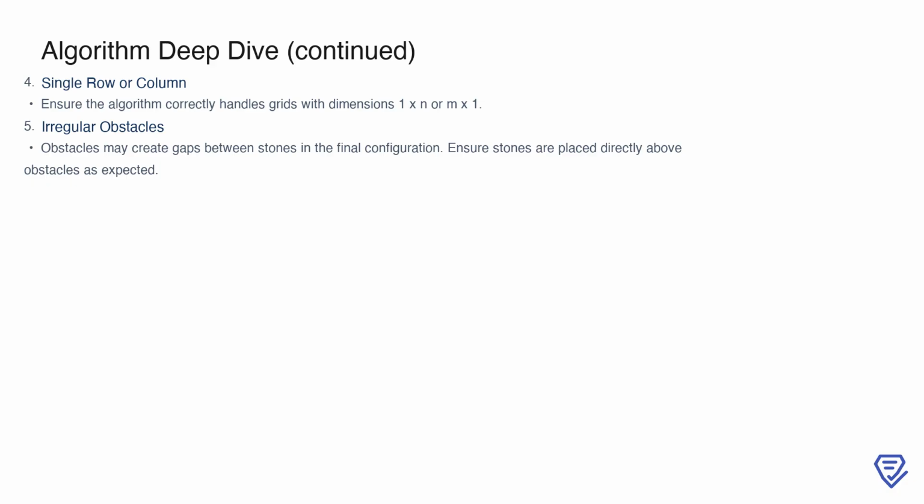Finally, there are additional edge cases to handle. If the grid consists of only a single row or a single column, the algorithm must still correctly simulate gravity and perform the rotation. For grids with irregularly placed obstacles, gaps may form between stones in the final configuration. However, the algorithm ensures that stones are always placed directly above obstacles, maintaining the expected behavior. By addressing these edge cases, the solution becomes complete and reliable for any valid input. This structured approach of simulating gravity and rotating the grid ensures that the problem's requirements are met efficiently and effectively.